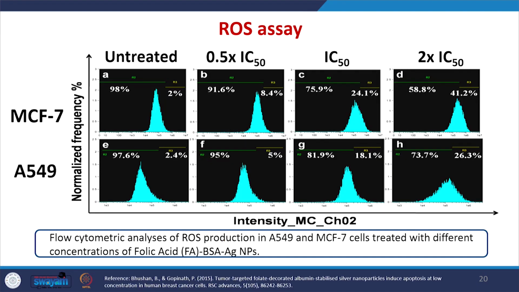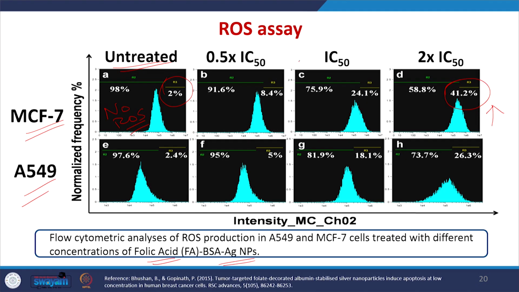From this picture you can understand this is a breast cancer cell and this is a lung cancer cell, and this is treated with the folic acid conjugated nanoparticle. And when you are treating these cells with these nanomaterials, you can see in this untreated one there is no fluorescence. That means there is no ROS, no reactive oxygen species. Whereas when you treat the cells with the particular nanomaterial, you can see here the ROS production is high. So, the fluorescence is also high.